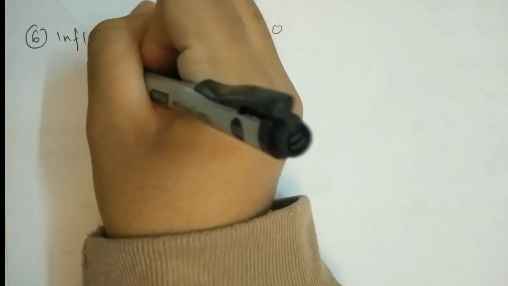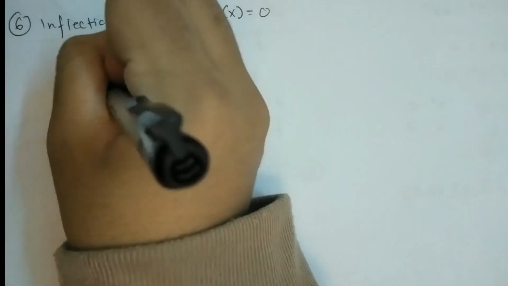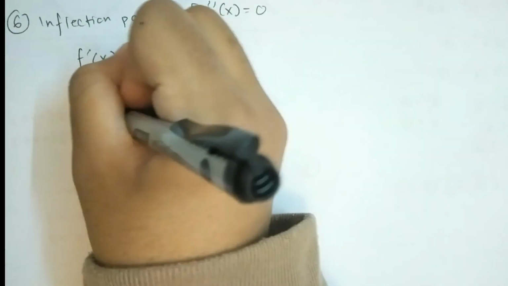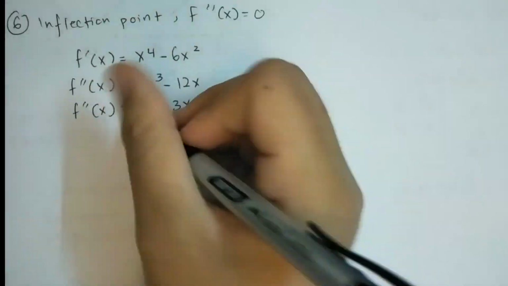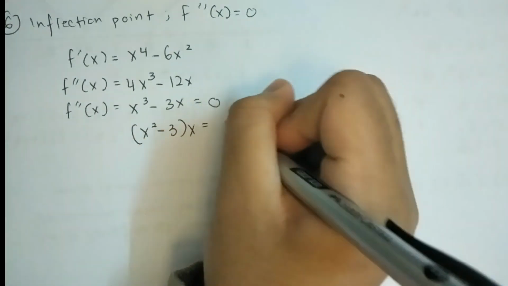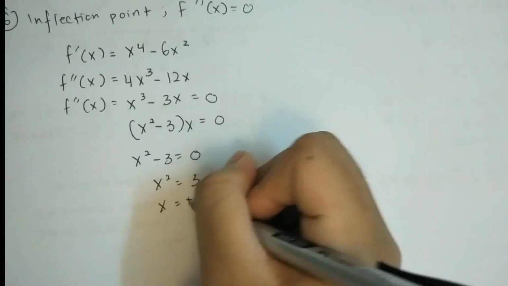Point number 6 is where we will find the inflection point, where f double prime x equals 0. So f double prime x is where we differentiate the equation twice. As we know, f prime x is x to the power of 4 minus 6x squared, so for f double prime x, we will get 4x to the power of 3 minus 12x. We simplify, so we get x to the power of 3 minus 3x, and we keep it equal to 0. So we simplify to get the equation x squared minus 3, times x, equal to 0. So x squared minus 3 equals 0, x squared equals 3, x equals plus or minus root 3.